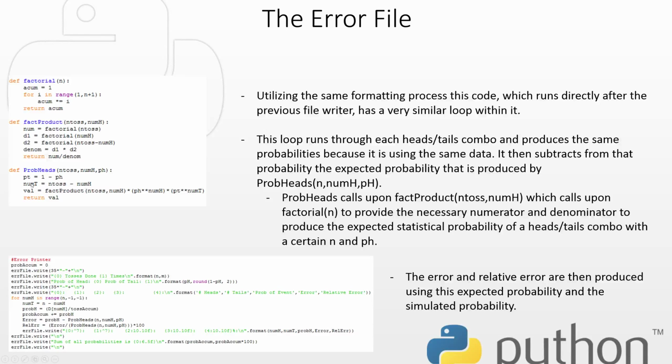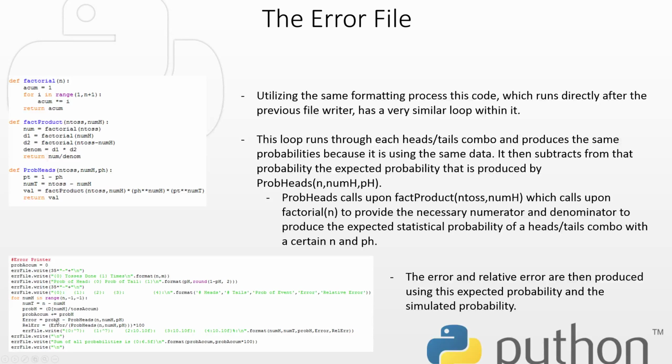And using tails and heads, it calls upon fact product, which calls upon factorial, which takes the factorial of each value, and does the same for heads and all that, and produces the numerator and denominator needed in order to produce a value for the probability of that occurrence.